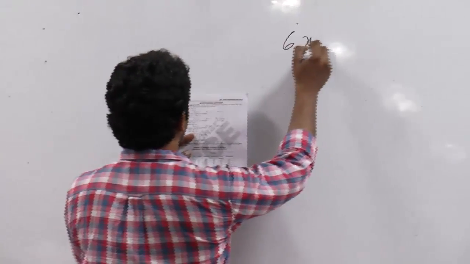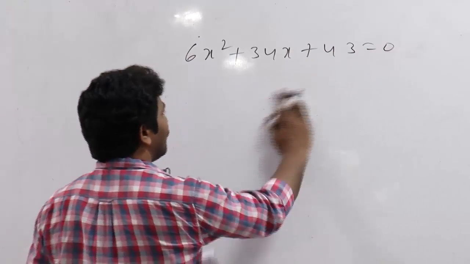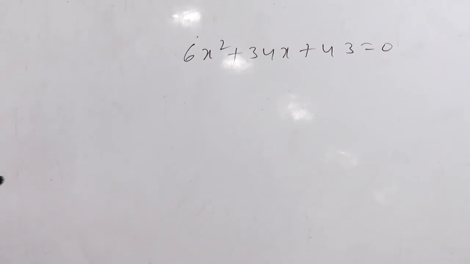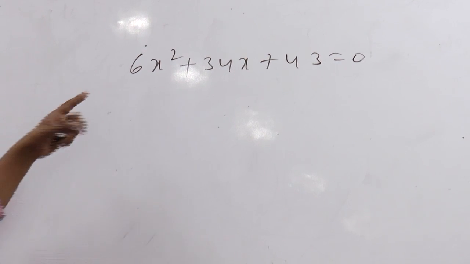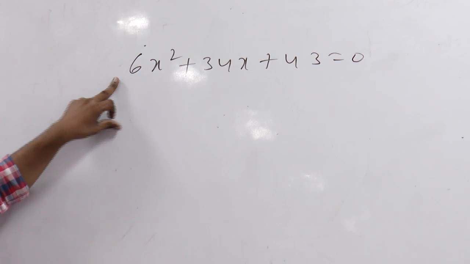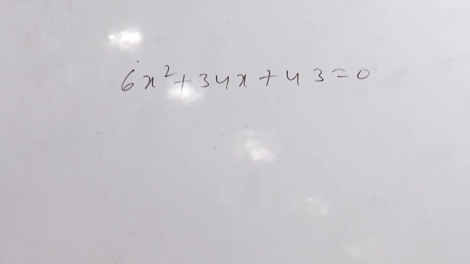Anyway, 6x square, let me try this, plus 34x plus 43 is equal to 0. 43 is a prime number, right? 43 minus 6, 37. No, you will not get it. You will not get the combination.